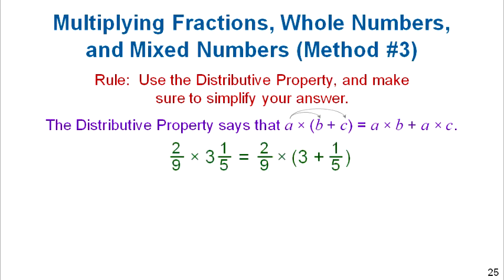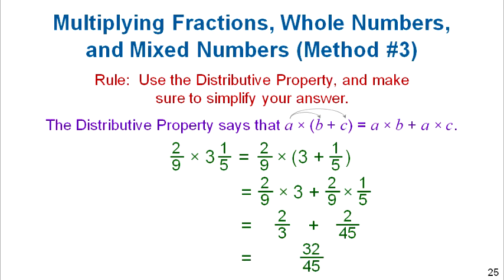To use this method to multiply 2/9 by 3 1/5, I'll start by noting that 3 1/5 is equal to 3 plus 1/5. Now, I can multiply the 2/9 by each of the terms in the parentheses. Note that 2/9 times 3 is equal to 6/9, or 2/3, and that 2/9 times 1/5 is equal to 2/45. For my next step, I'll add these fractions together. Of course, you need a common denominator to do that, but you should find that 2/3 plus 2/45 is equal to 32/45.